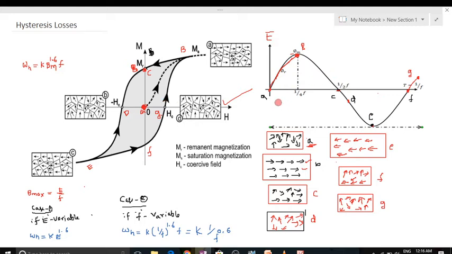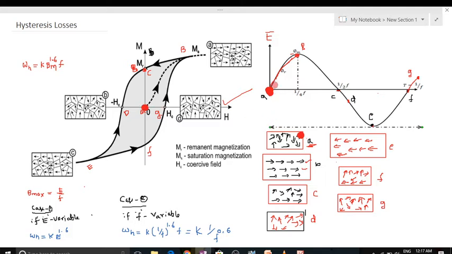So according to domain theory, consider the magnetic domains in the transformer core. Until you apply a force, at this point of zero EMF, nothing but zero external force applied to the transformer core, the domains available in the core will be in random directions at this point A.